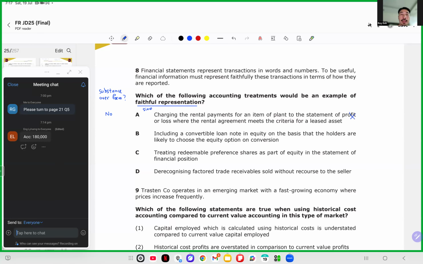So, since the amount met the definition of an asset, you shall recognize it as an asset. What does that mean? It cannot be charged to the P and L, which is wrong. So A is out. How about B? You cannot go wrong with B.